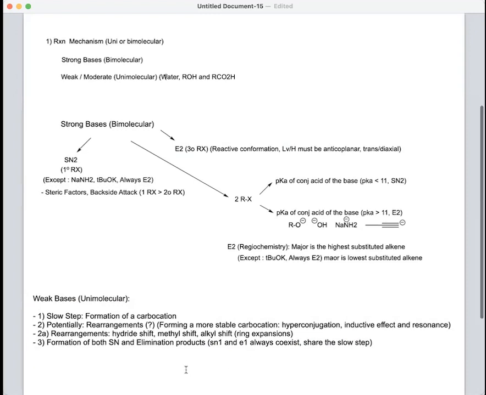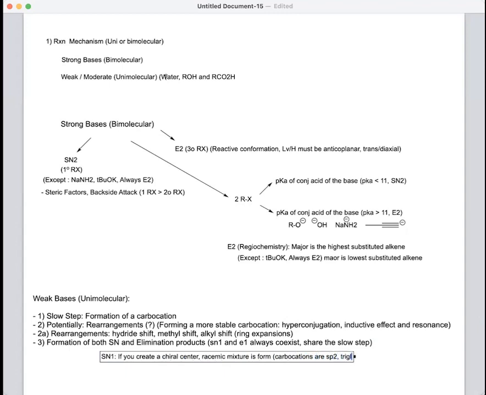So things to keep in mind for these two. For nucleophilic substitution, if you create a chiral center, you will get a racemic mixture, because carbocations are sp2 hybridized, trigonal, which means that the nucleophile can attack from the top and from the bottom.